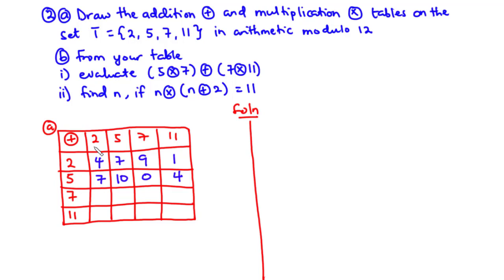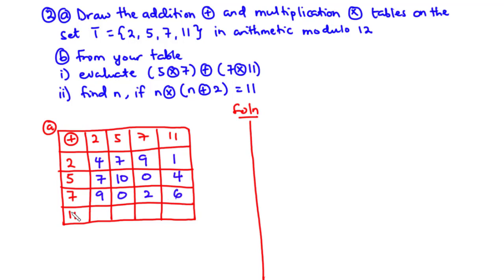7 plus 2 is the same as 2 plus 7, which is 9. 7 plus 5 is the same as 5 plus 7, which is 0. 7 plus 7 is 14, divided by 12 is 1, remainder 2. 7 plus 11 is 18, divided by 12 is 1, remainder 6.